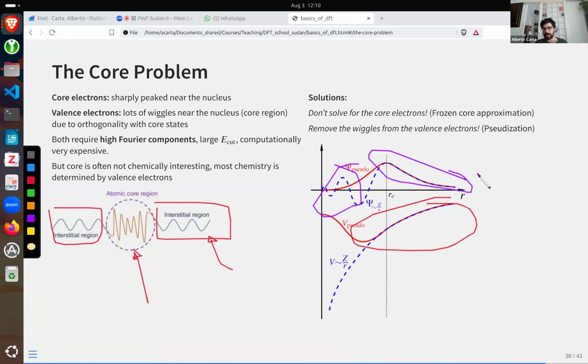In the end, the energy of the system is going to be determined by this part here. So we don't really care about what happens exactly in the middle of the nucleus. Is everything clear here? Do we have any questions so far?